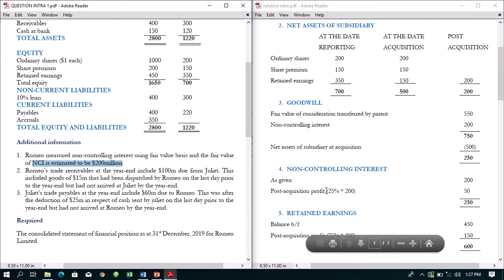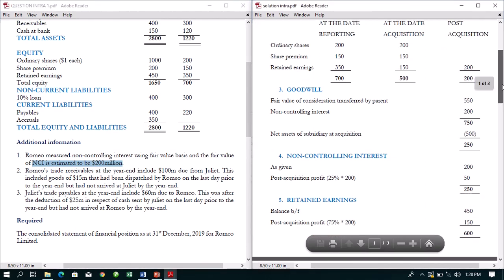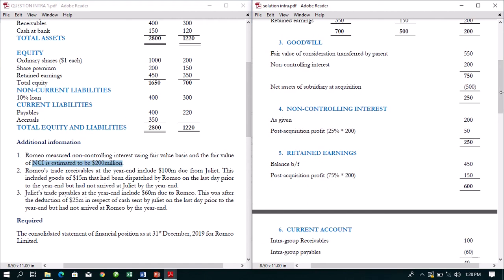So my post-acquisition profit that the NCI is entitled to is going to be 25% of 200, which gives me 50. And adding it together, my NCI at the end of the year should be 250. After that, we have to compute our retained earnings.